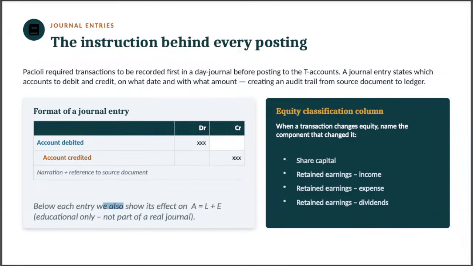Below each entry, we also want to show its effect on assets equals liabilities plus equity. This is educational only, not part of a real journal. So we just want to be able to show its effect by what we're putting here. Here's our equity classification column. When a transaction changes equity, name the component that changed it. So was it share capital? Was it retained earnings income, retained earnings expense, retained earnings dividends? So that's a transaction that changes equity. So income, expenses, reduce, dividends.